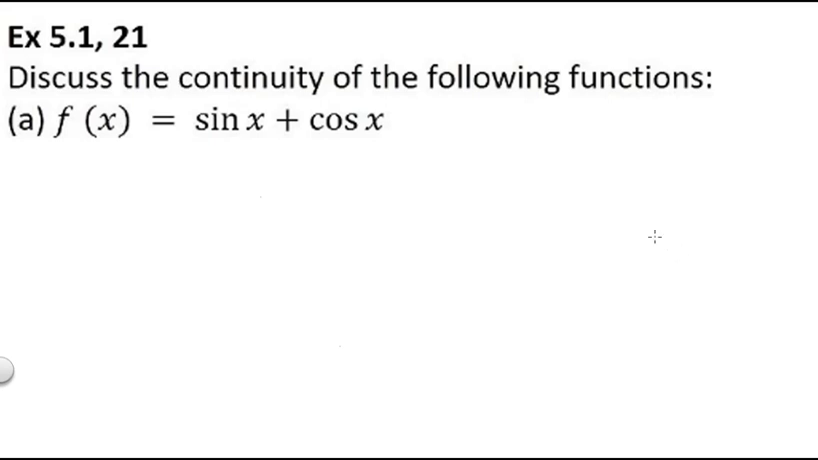Here comes the next question, question number 21. Question 21 has other parts also. I'm going to discuss just one part where f of x is given as sin x and cos x.